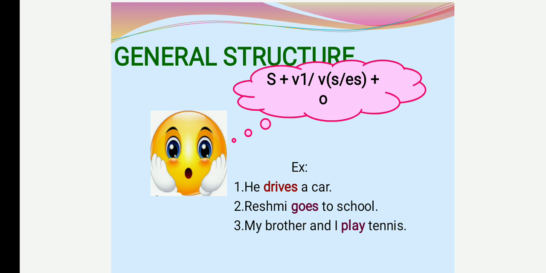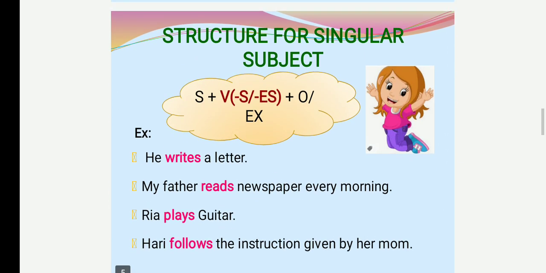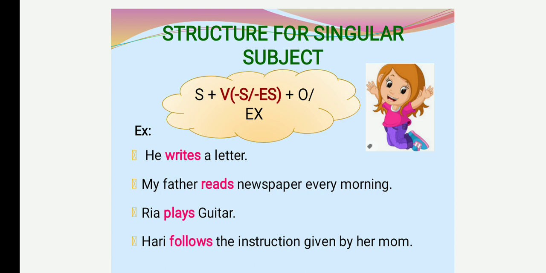When the main verb is followed by a subject or pronoun, I, we, you, they, and plural subjects, we have to write only the root form of the verb in present tense. And next, I have divided the structure for singular subject and plural subject.